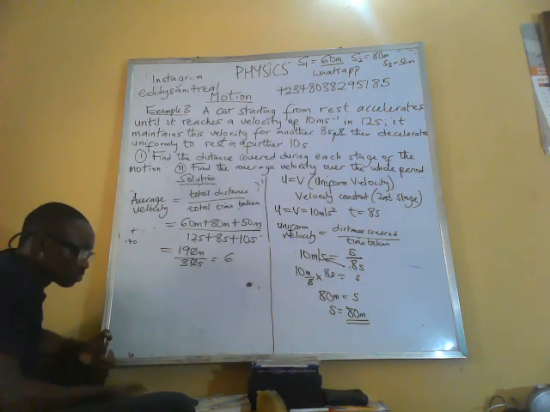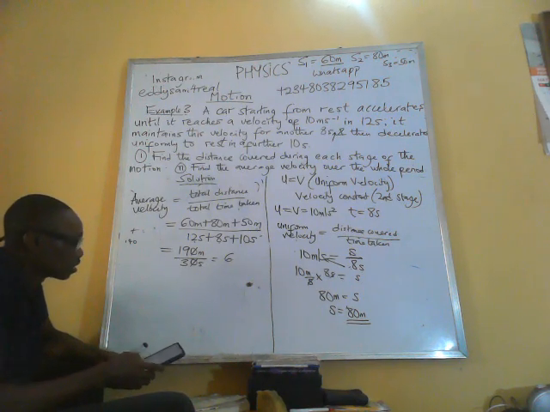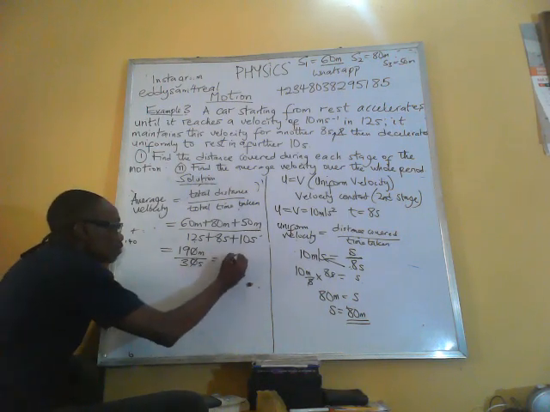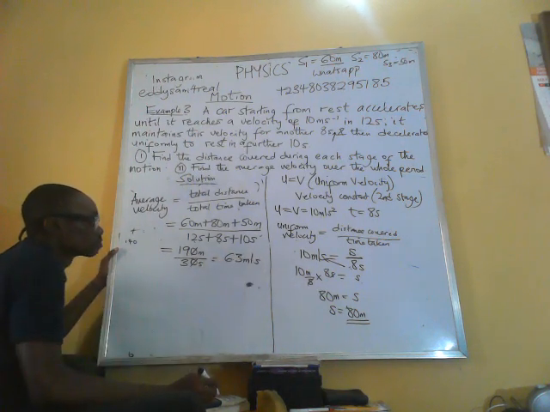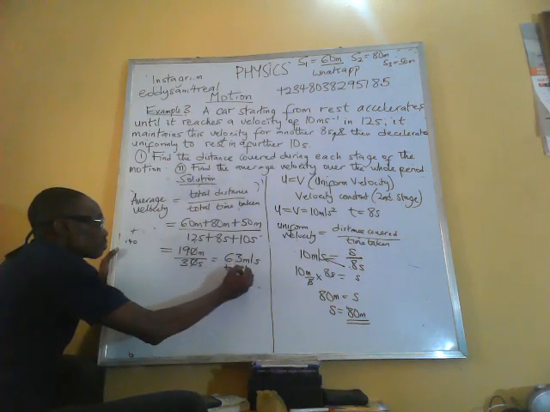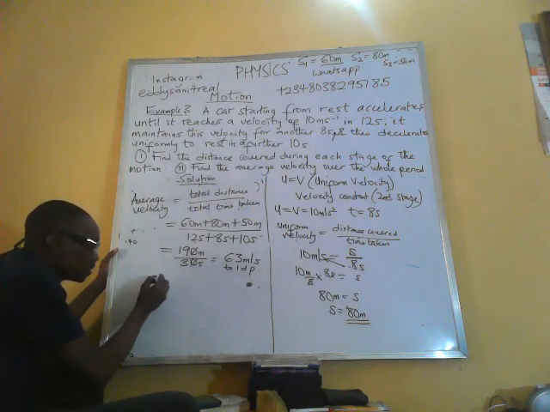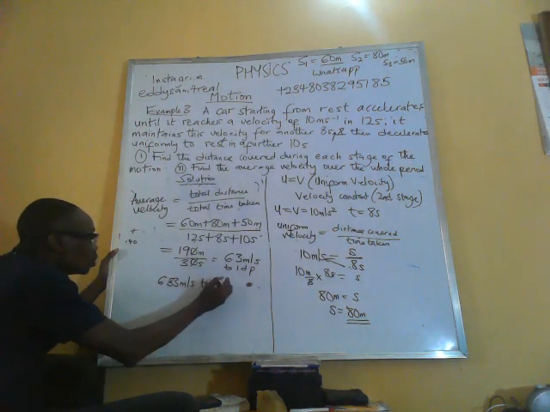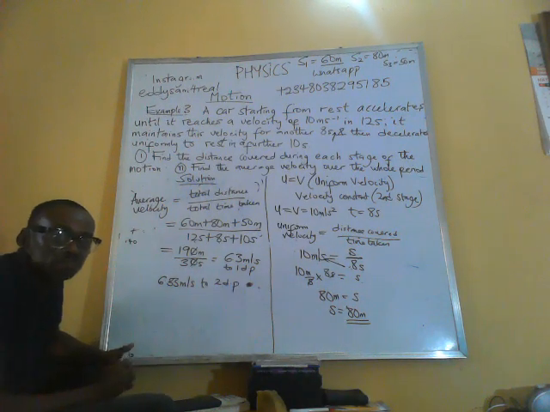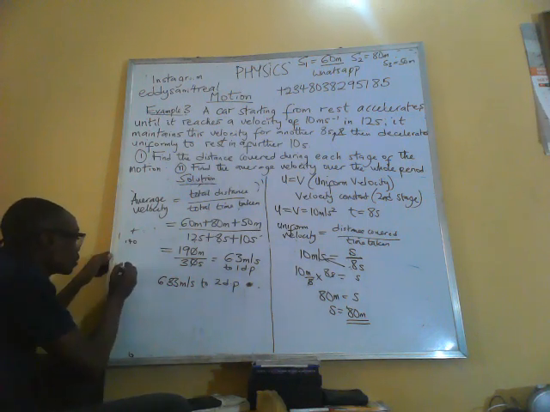Let me punch my calculator and find out. 19 divided by 3 is 6.3 meters per second to 1 decimal place. To 2 decimal places, 6.33 meters per second. So this is the average velocity.